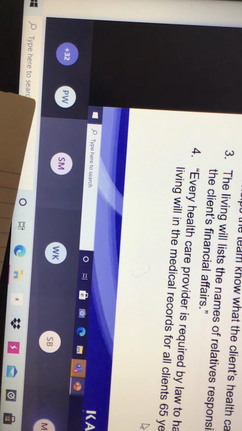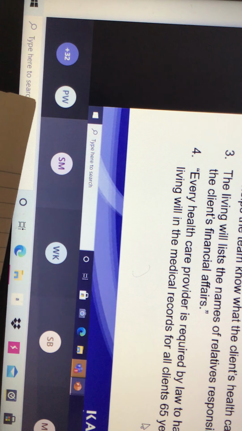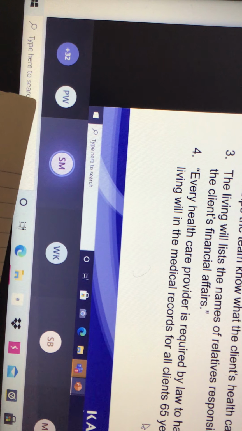Okay, so is the topic the living will? Yeah, living will. Very good. Best action or best response for living will. Very good. Okay, let's go on to step 2. What is step 2?